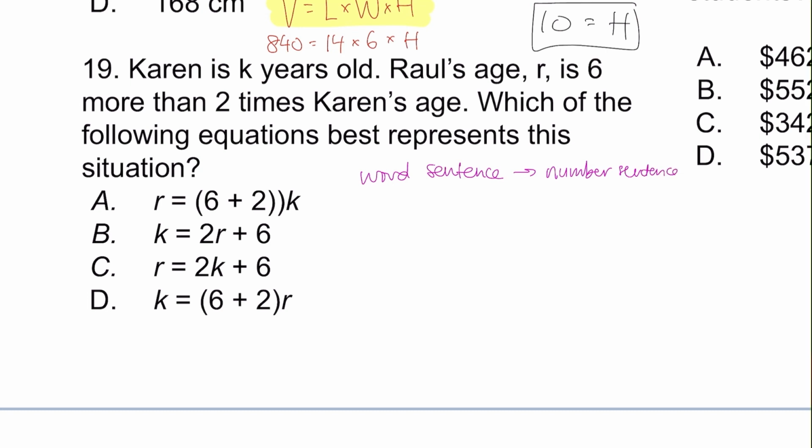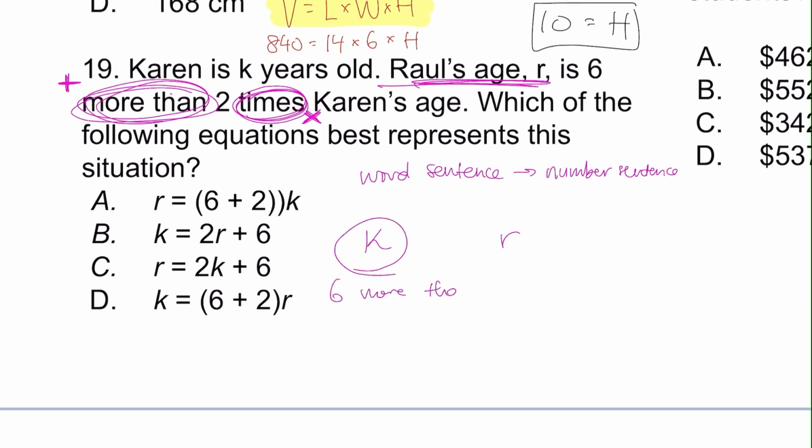So here we have Raul's age and Karen's age, K and R. And here we know that Raul's age, which is R, is 6 more than. It's the first keyword. More than means to add. And then the second keyword is times, which is multiply. So you take Karen's age, you do 6 more than 2 times Karen.